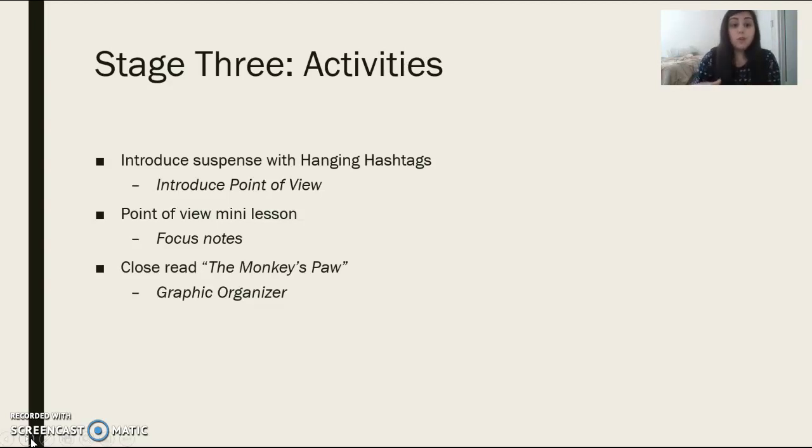So then we move into our mini lesson. We'll do some focus notes, taking notes over different types of point of view. We'll get into the terminology with limited versus omniscient, subjective versus objective. And we'll do some questioning and some think, pair, share as we do these focus notes so that we are using the terms and the learning as we go through. Finally, we're going to read The Monkey's Paw, and we're going to use a graphic organizer to describe when we see the shift in point of view and how it affects us as readers.